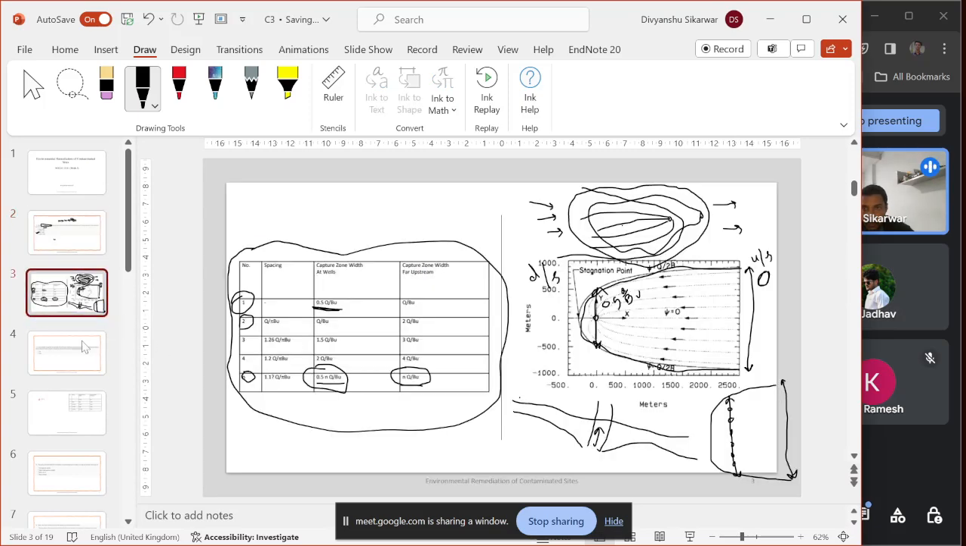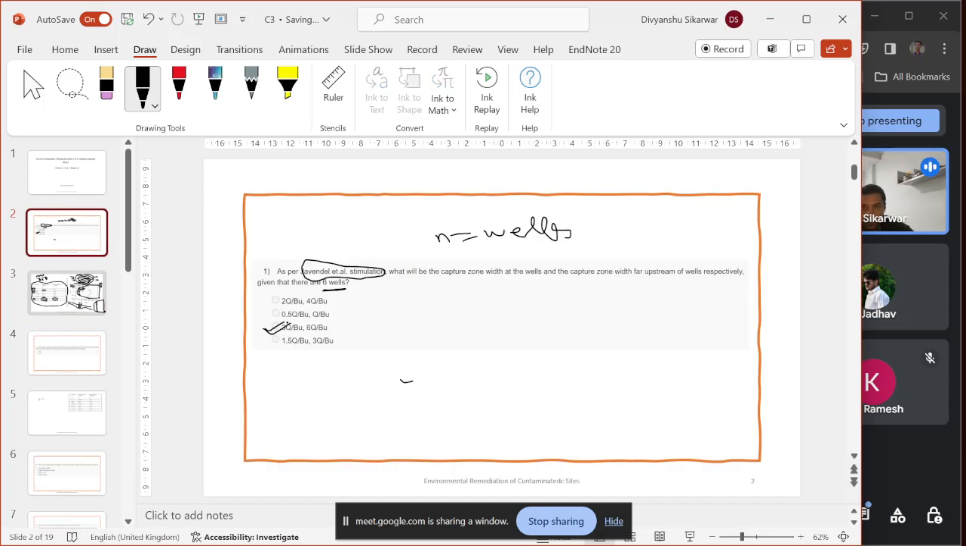So we have the formula of 0.5 into n, the number of wells, 6, into Q divided by B. So this will be 3. Similarly for this it will be 6Q by B. That is the correct answer.